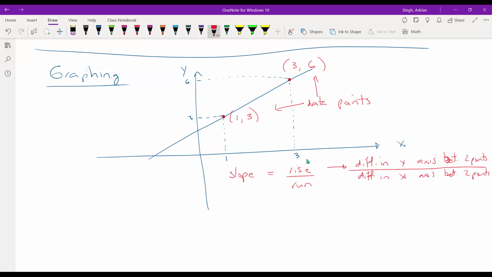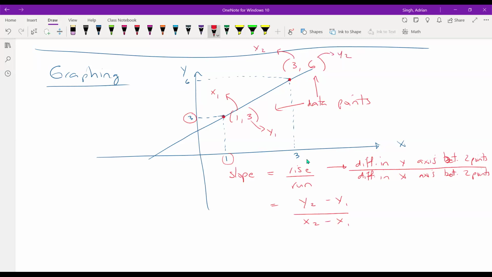Okay, so the way that this is represented mathematically, we say the rise would be y2 minus y1, and the run would be x2 minus x1. So what are these values? Well, if I select this here as my initial point, this one here would be my x1. This 3 here would be my y1. Okay, that's the y value, and that's 3. The x value there is 1. And then my second point here, the 3, 6, the 3 here would be my x2, and the 6 there would be my y2.